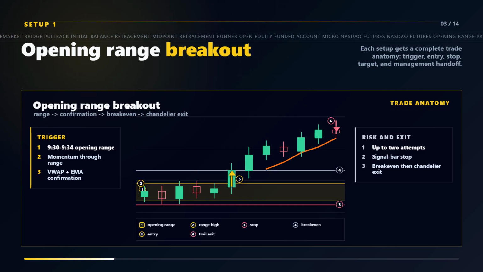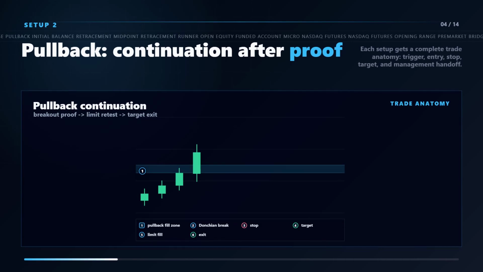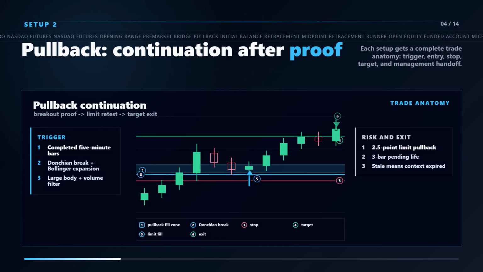The pullback sleeve does not chase the first breakout. It first requires proof from completed 5-minute bars: Donchian breakout, Bollinger expansion, a large directional body, and volume. Then it waits for a small limit pullback.